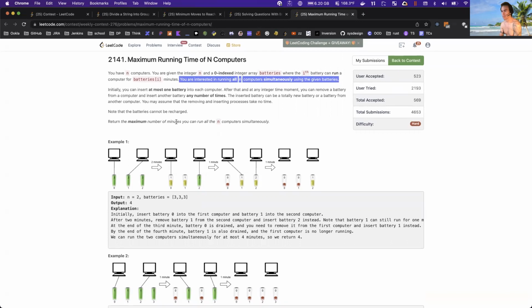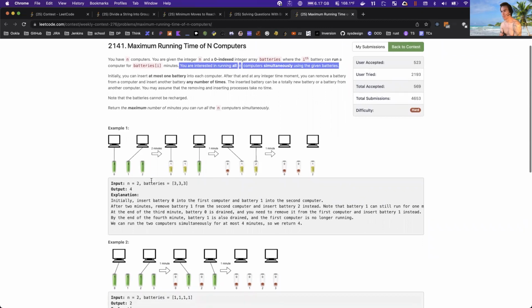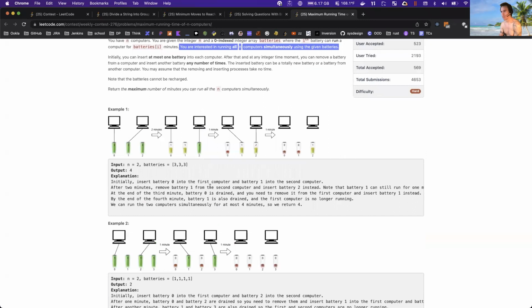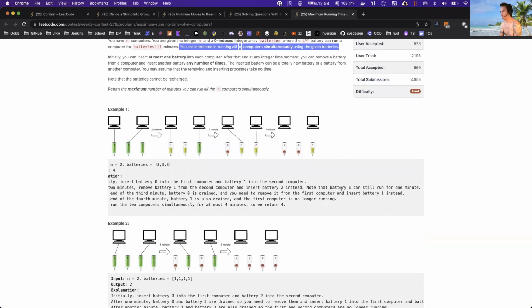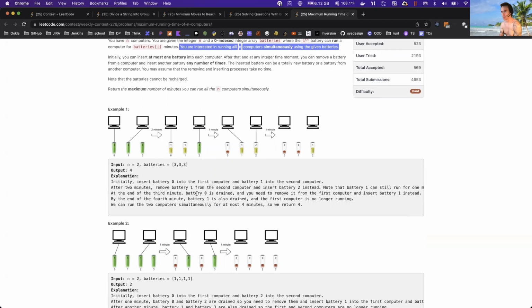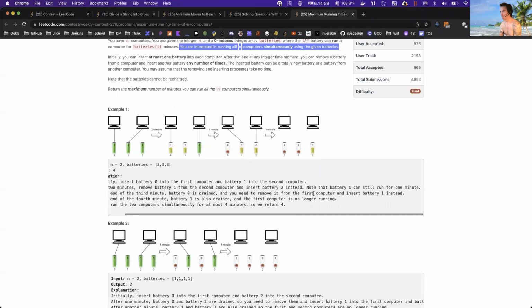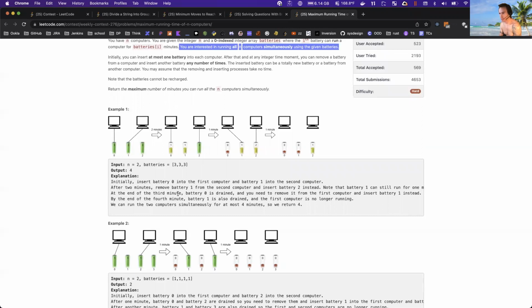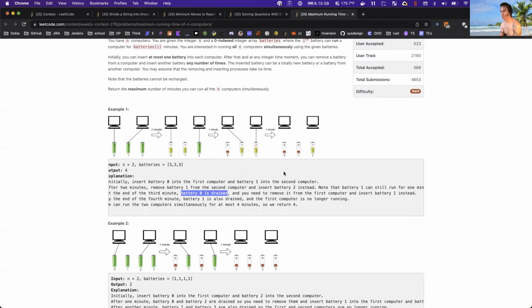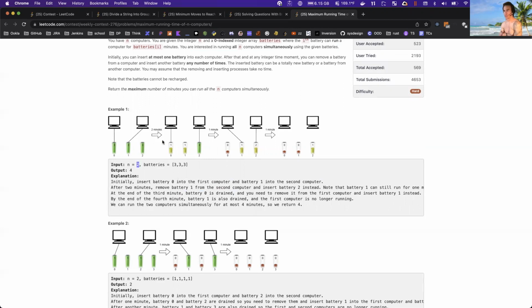So I'm trying to maximize the number of minutes you can run all n computers simultaneously. Why would you not want to insert into the third computer? Battery 1 can still run for 1 minute. At the end of the third minute, battery 0 is drained, and you need to remove it from the first computer and insert battery 2 instead. Oh, we have 2 computers. I thought we had 3 computers. Okay, we have 2 computers and 3 batteries.